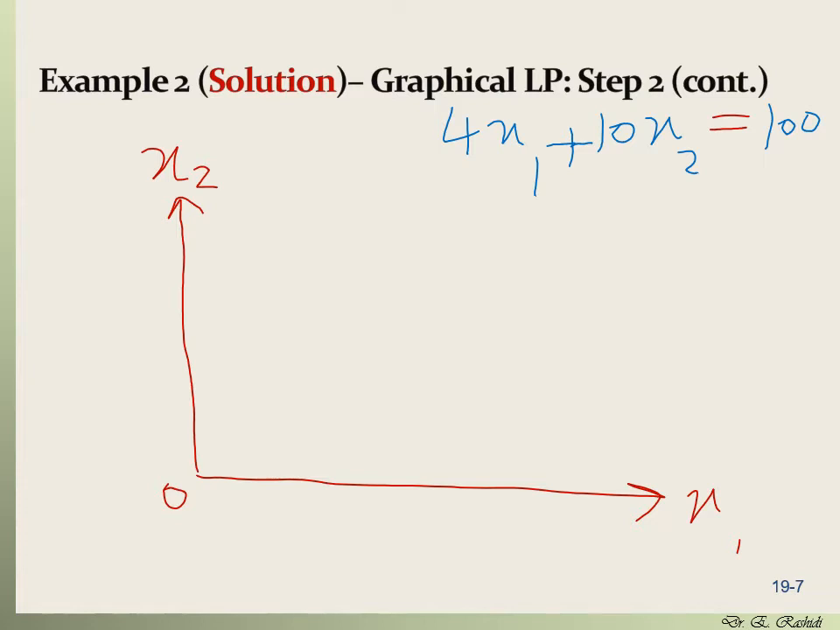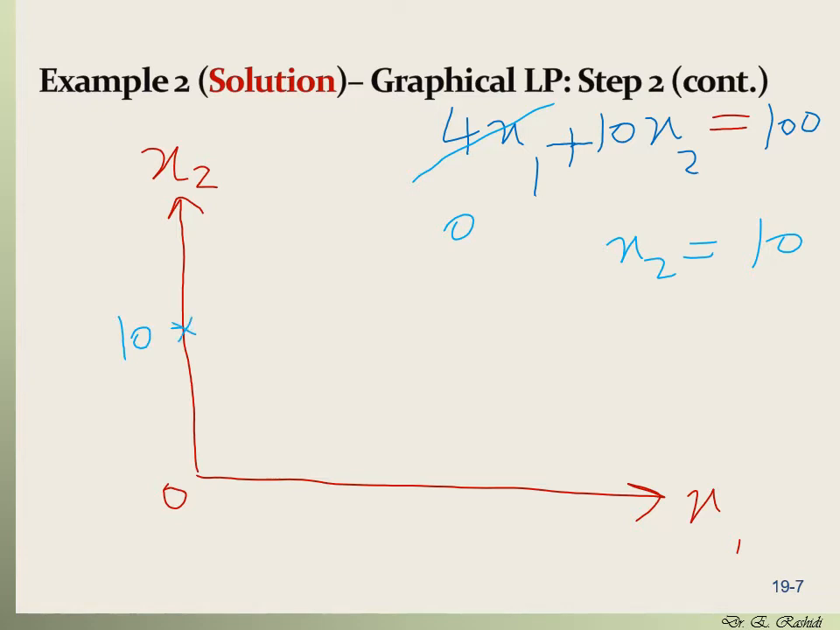So I'm going to set x1 as 0. If this is 0, then 10x2 is equal to 100. So that means that x2 is equal to 10. So x1 is 0, x2 is 10. Suppose this is here. This is 10. So this is one of the points for us.